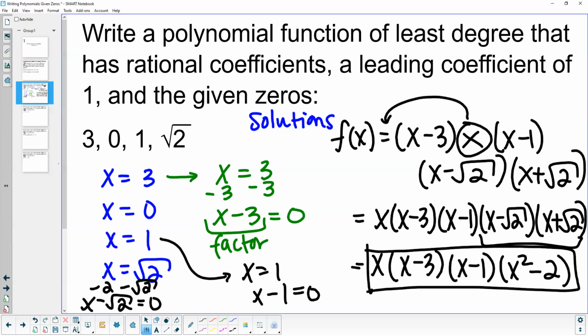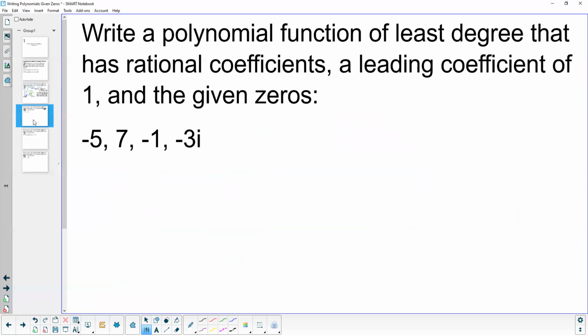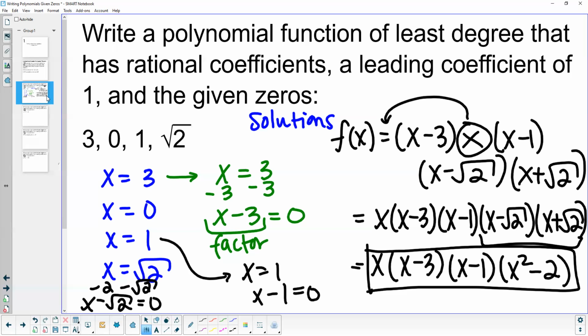Let's take a look at 3 more examples here where we are writing a polynomial function of least degree that has rational coefficients, a leading coefficient of 1, and the zeros given below. So in this case, we want to do that same sort of thing. Now I want you to notice here that as we wrote out those factors, if x equaled 3, then the factor had x minus 3, so it was the opposite. If x equaled 1, then it would be the opposite of a minus 1, things like that.